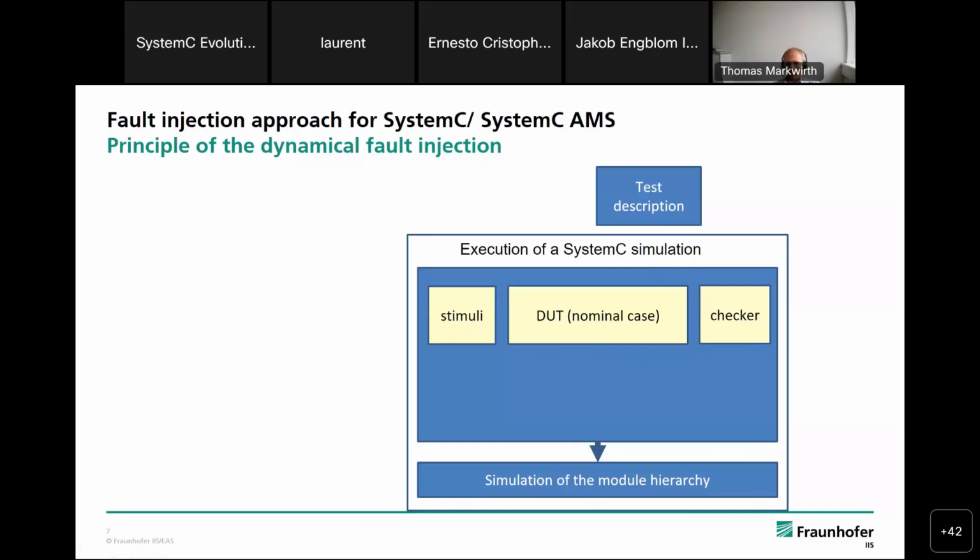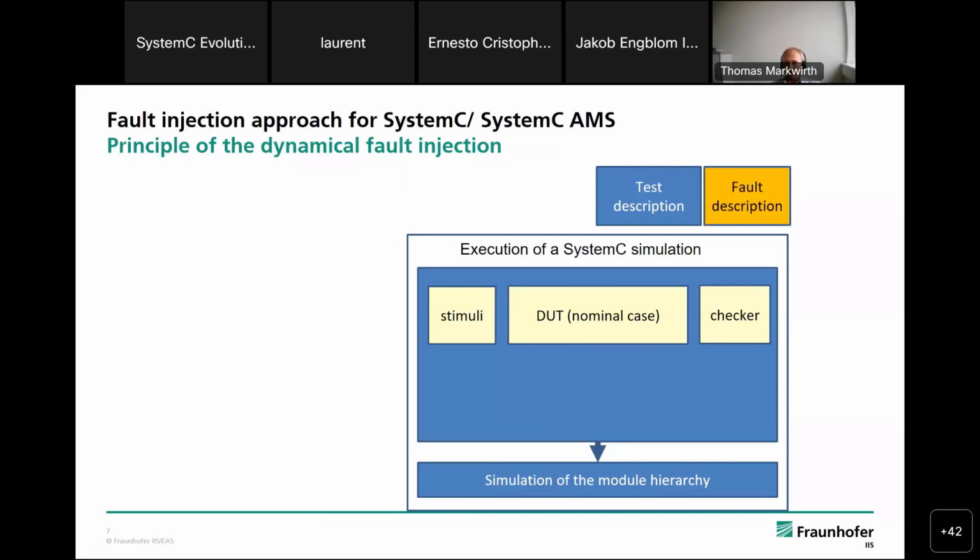is combined with a stimuli checker and so on. From that a module hierarchy is created in the memory. And in the second phase, this module hierarchy is simulated. What kind of DOT, how it's parameterized, and what kind of stimuli should be used was already defined for a certain test case in the test description before the compile time. And now the approach for the dynamic fault injection looks like that.